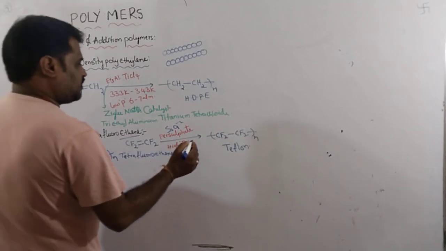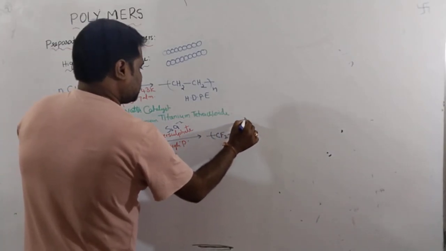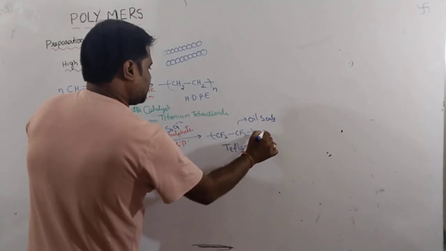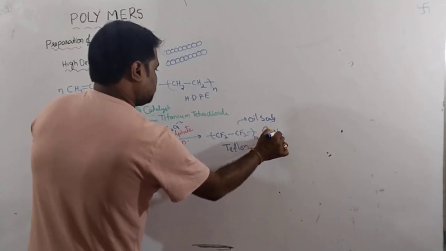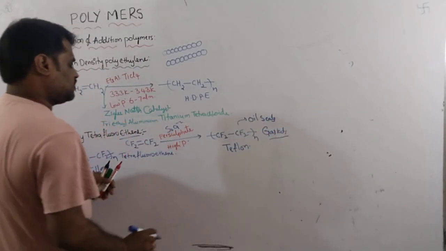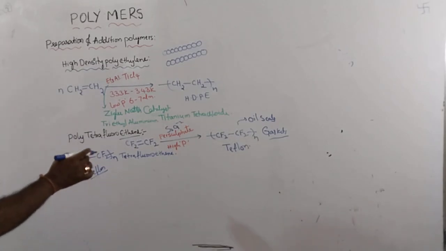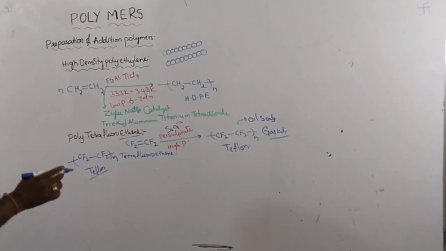And the uses of Teflon are majorly oil seals and gaskets. We use Teflon for oil seals and gaskets, as well as Teflon coated foils. That is the uses of polytetrafluoroethane.